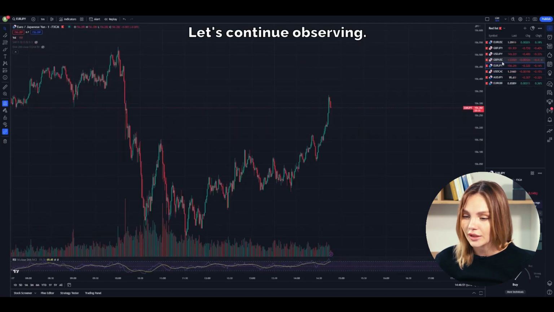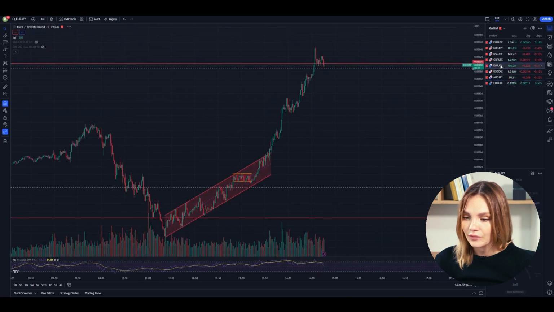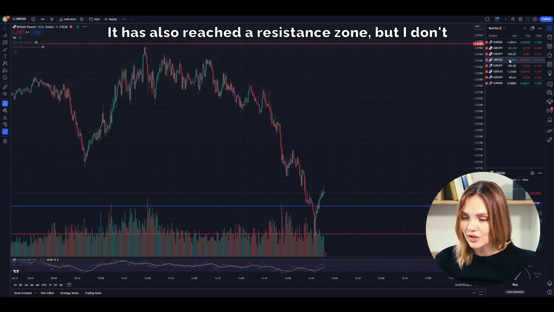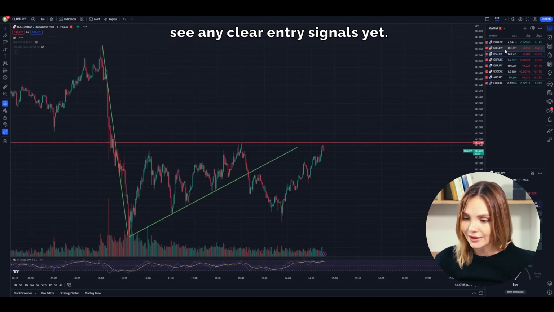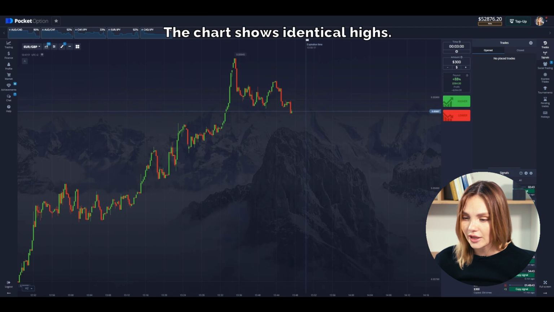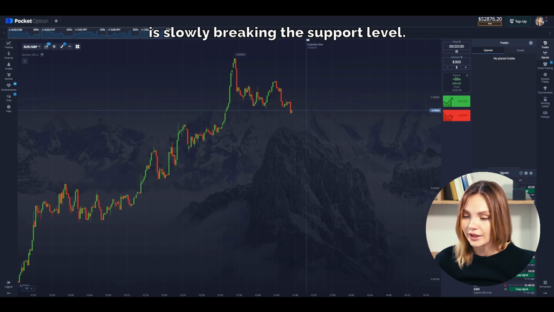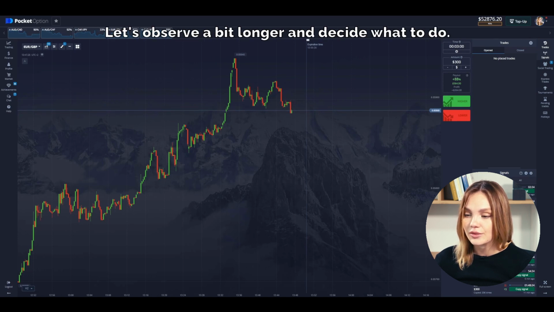Let's continue observing. Euro and Japanese yen. Here the price is rising. It has also reached a resistance zone, but I don't see any clear entry signals yet. USD and Japanese yen. The chart shows identical highs, and interestingly, Euro and Great British Pound is slowly breaking the support level. Let's observe a bit longer and decide what to do.